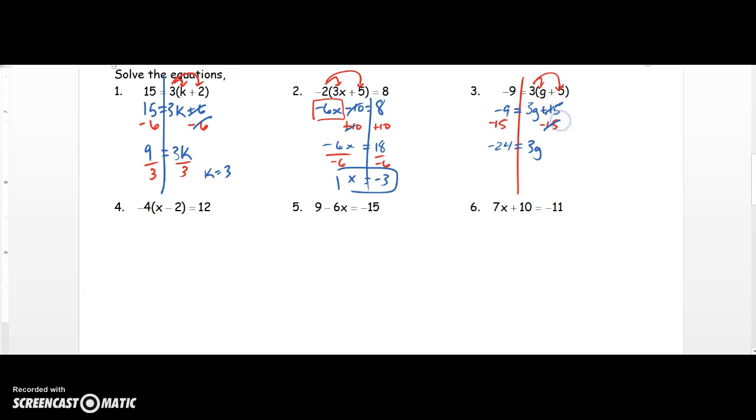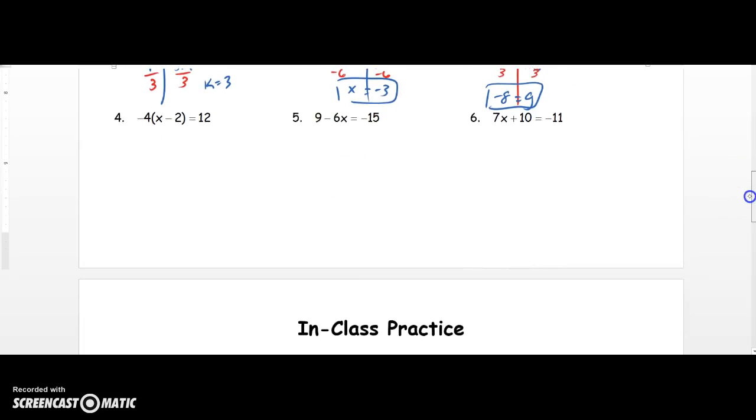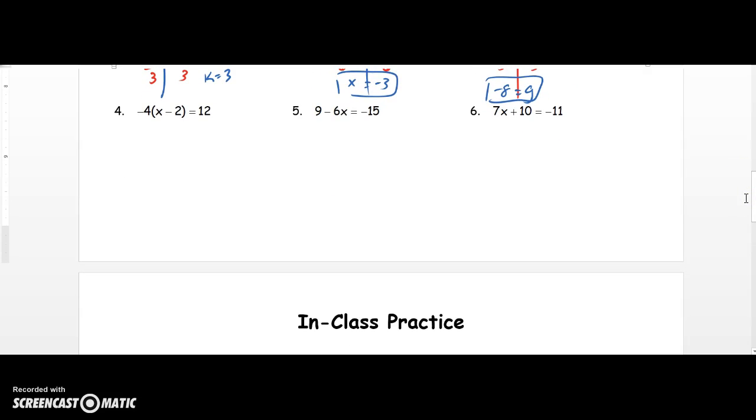Our constants cancel out. What are we left with? We are left with 3 times g, so we have to divide on both sides. Now I'm going over this kind of quickly because I'm hoping you guys are picking up how easy solving equations are. If not, do not be afraid to pause the video and rewind. So let's go to number 4.